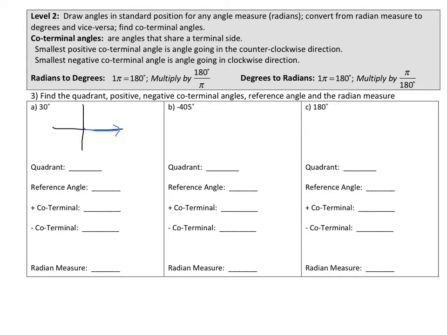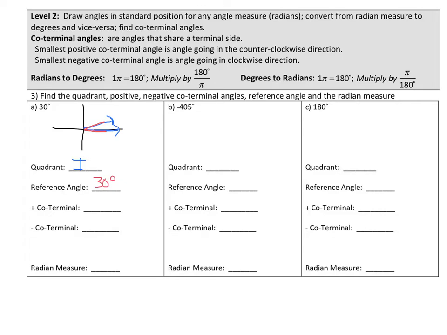Looking at this first example, a 30-degree angle, we always start with the initial side on the positive x-axis, and then a 30-degree angle would look something like that. This is in quadrant 1. In quadrant 1, the reference angle is the angle you started with, because that is the acute angle formed by the terminal side and the x-axis, so the reference angle is 30 degrees.